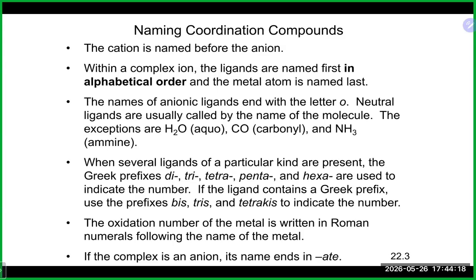If the name of the ligand itself actually has one of those prefixes, then we move over to bis for 2, tris for 3, tetrakis for 4. An example of that would be en. Ethylenediamine has the di in the name. We also do write a Roman numeral for each metal in terms of its charge. And unlike normal nomenclature, even for things that have fixed charges, which we don't normally write a Roman numeral for, we do write one in this type of naming.